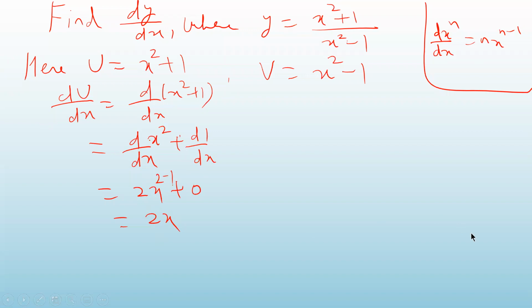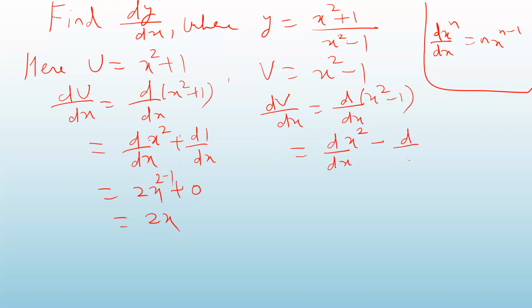Let us find out what is the derivative of v. V is x square minus 1, correct? So its derivative will be the derivative of x square minus the derivative of 1. The derivative of x square we have just done. It is 2 into x raised to 2 minus 1, minus the derivative of 1, because 1 is a constant, its derivative will be 0. So it is again 2x. So in this problem, the derivative of u is also 2x and the derivative of v is also 2x.